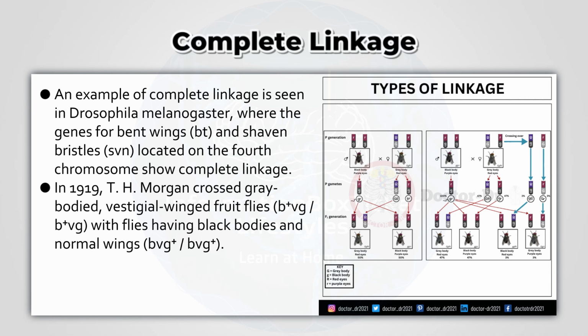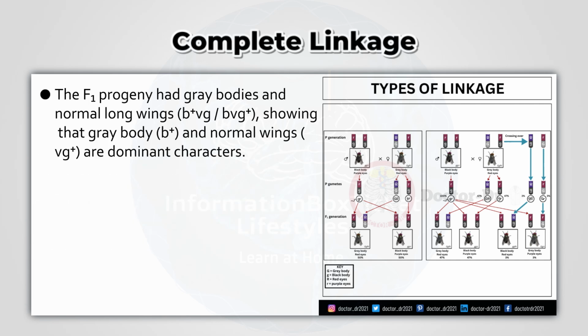In 1919, T.H. Morgan crossed gray-bodied, vestigial-winged fruit flies, b+ vg/b+ vg, with flies having black bodies and normal wings, b vg+/b vg+. The F1 progeny had gray bodies and normal long wings, b+ vg/b vg+, showing that gray body, b+, and normal wings, vg+, are dominant characters.